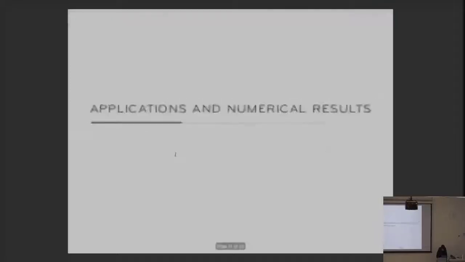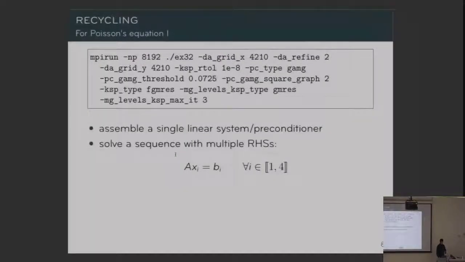Okay. So now I'll switch to some applications and numerical results. First, a set of toy problems, let's say. We took some PETSc examples and we modified them to use the HPDDM Krylov solver. This is inside the src/ksp/ksp/tutorials directory. This is example 30, a simple Poisson equation. And we just modified it so that we solve a sequence of multiple systems.